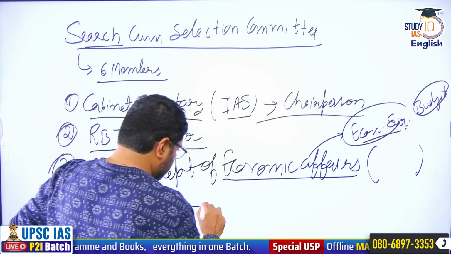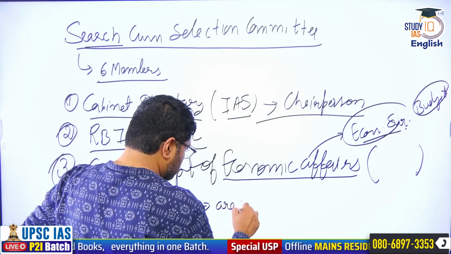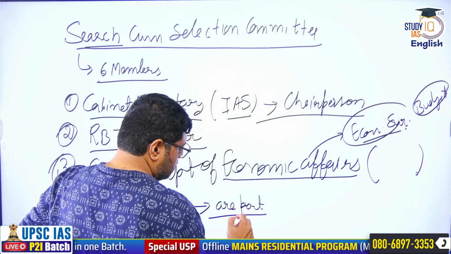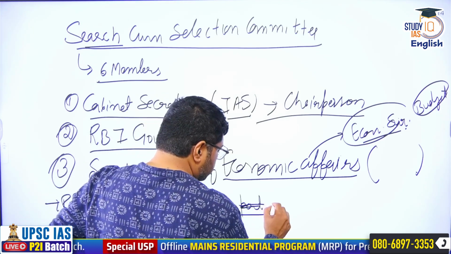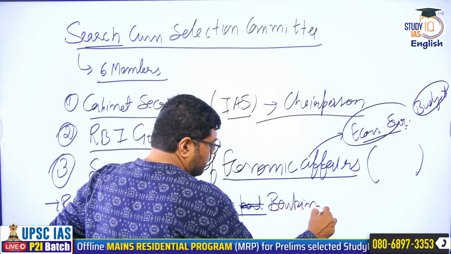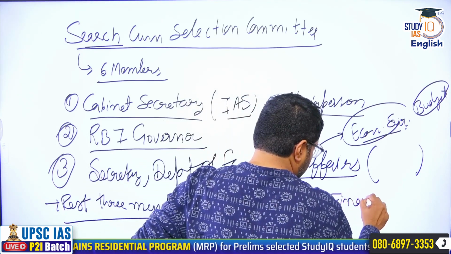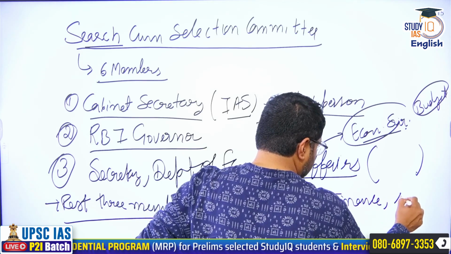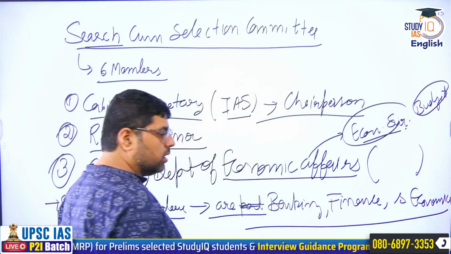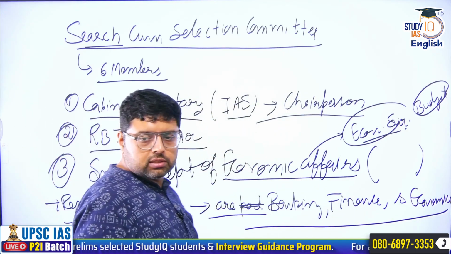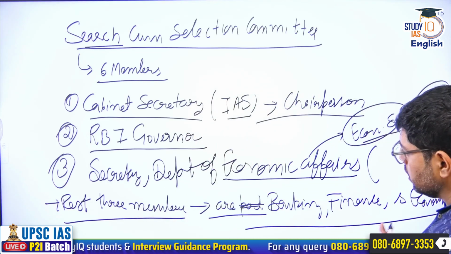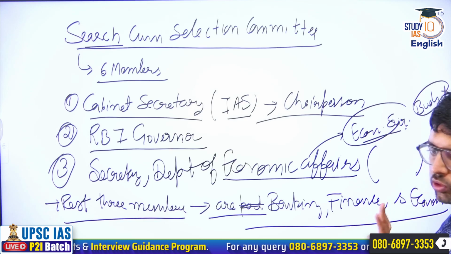we can say that these three members are those persons having special knowledge in the field of banking, finance and economics. Clear? Banking, finance and economics. So the rest three persons are these persons. This is what you have to remember. Ultimately, this question can be asked.